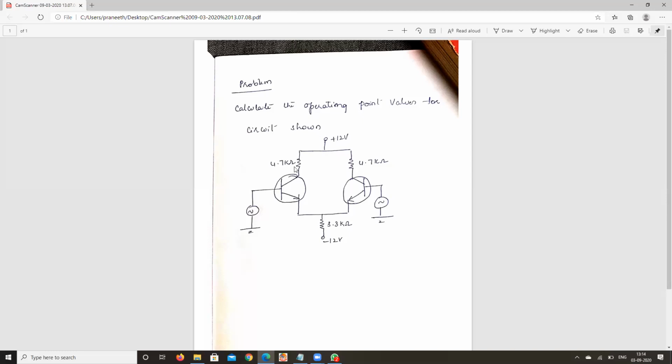RC is available, isn't it? So RC is 4.7 kilo ohms, and this is RE. RE is 3.3 kilo ohms, and this is plus VCC, which is plus 12 volts, and this is minus VEE, 3.3 kilo ohms. First, write down whatever data was given in the figure. And after that, just go through the formula. You can chat with me or you can respond directly with your voice.